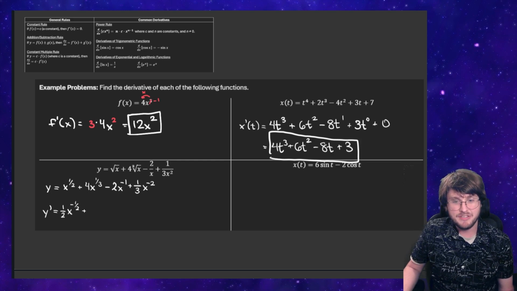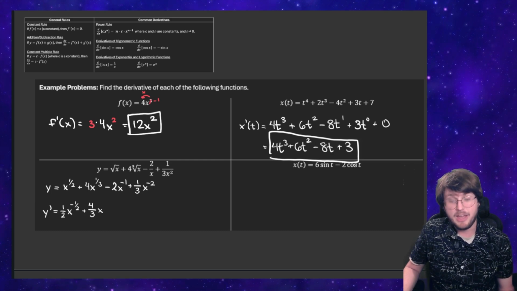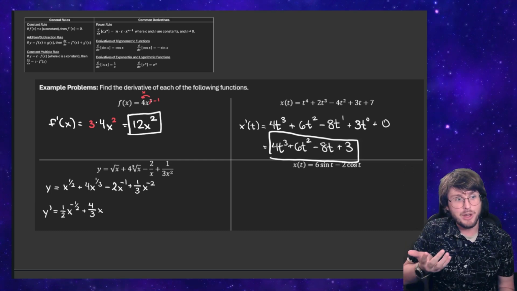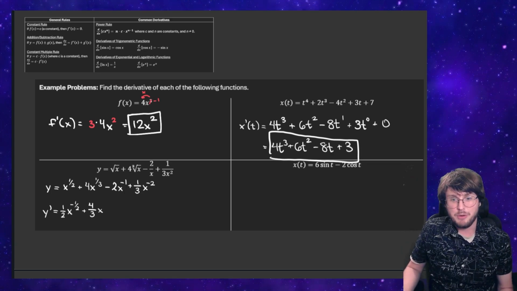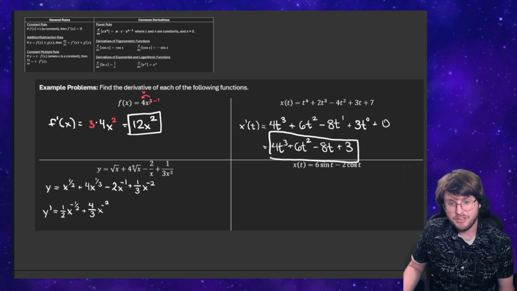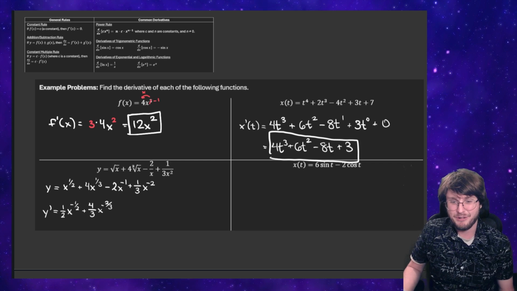Plus, we're going to take down this 1/3. So it'll be 4 times 1/3, or 4 over 3, times x to the power of, well, it's going to be 1/3 minus 3 over 3. So it will be negative 2/3 for this other exponent here. Again, that would have been really ugly with radicals. So using exponent form is pretty nice here.